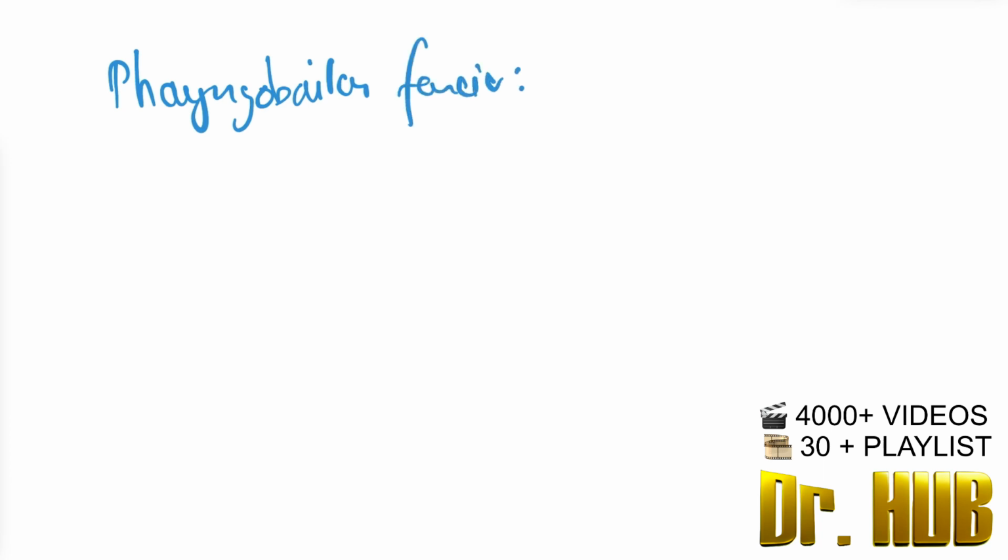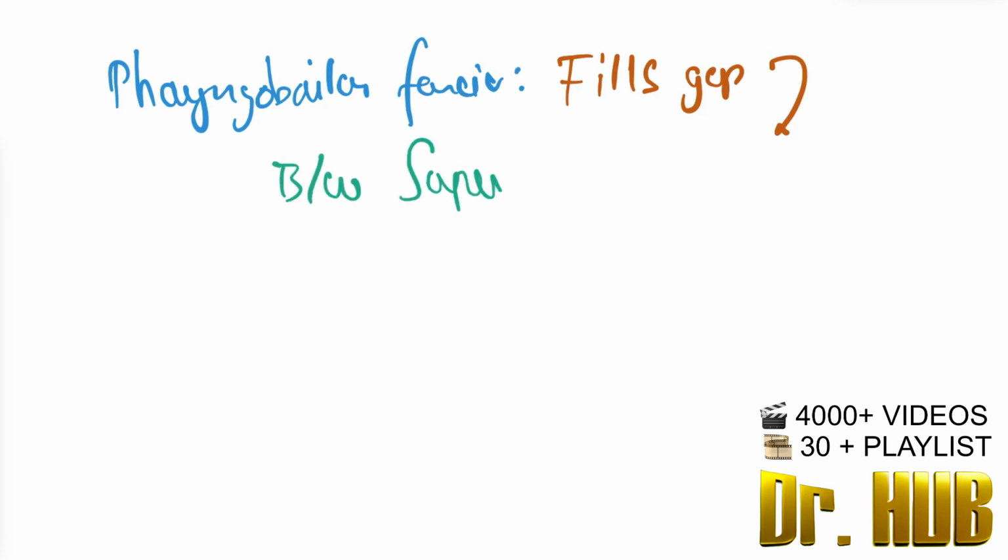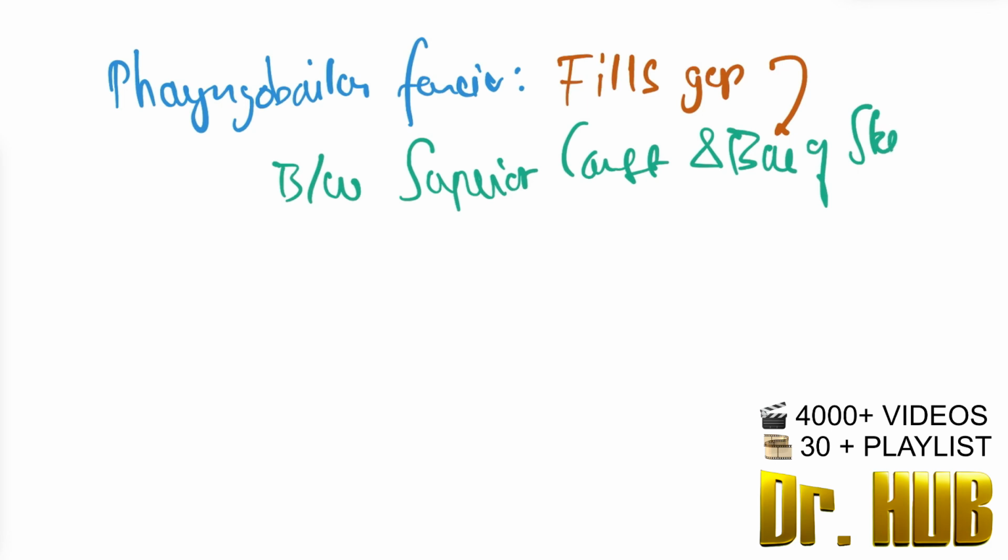Lastly, we look at the pharyngobasilar fascia. It fills a gap between the superior constrictor and the base of the skull.